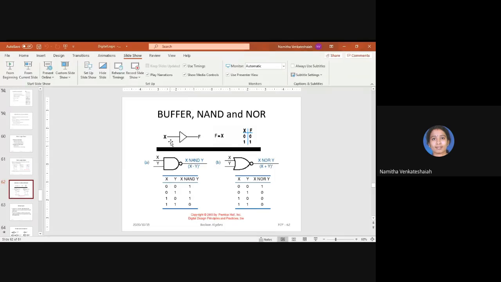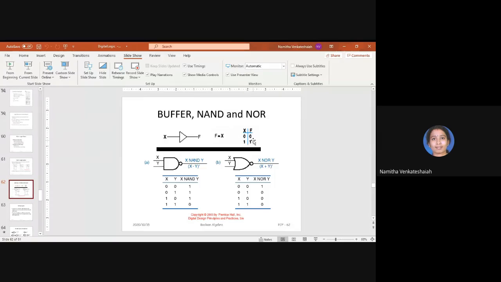See, observe here. This gate is buffer. So buffer means whatever you give in, that will only come out. There is no bubble here. For NOT gate, there will be a bubble. Here, there is no bubble. This is just buffer. So observe here, truth table of buffer: if x is 0, f is also 0. If x is 1, f is also 1.